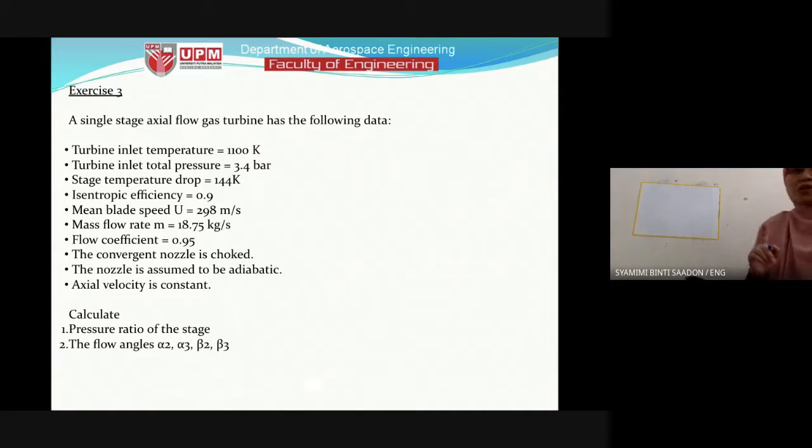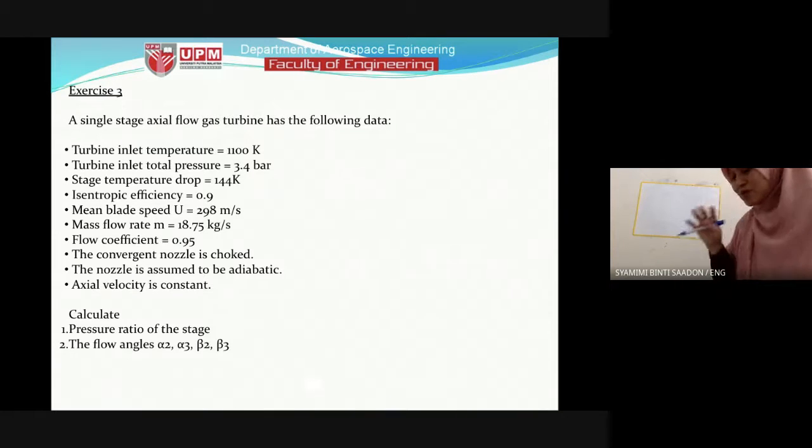Since the nozzle is choked, the nozzle is like at the beginning of the turbine. Its function is like the stator, so sometimes we can also call it the stator. So the nozzle is choked.